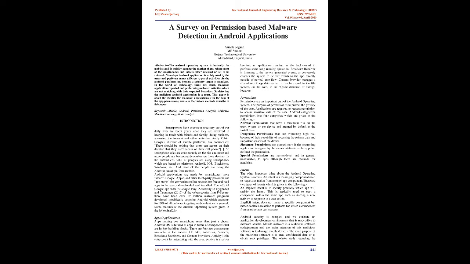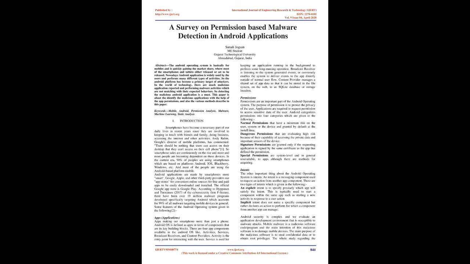Introduction. Smartphones have become a necessary part of our daily lives in recent years since they are involved in keeping in touch with friends and family, doing business, accessing the internet and other activities. Andy Rubin, Google's director of mobile platforms, has commented, "There should be nothing that users can access on their desktop that they can't access on their cell phone." So smartphone sales are continuously on the rise and more people are becoming dependent on these devices.